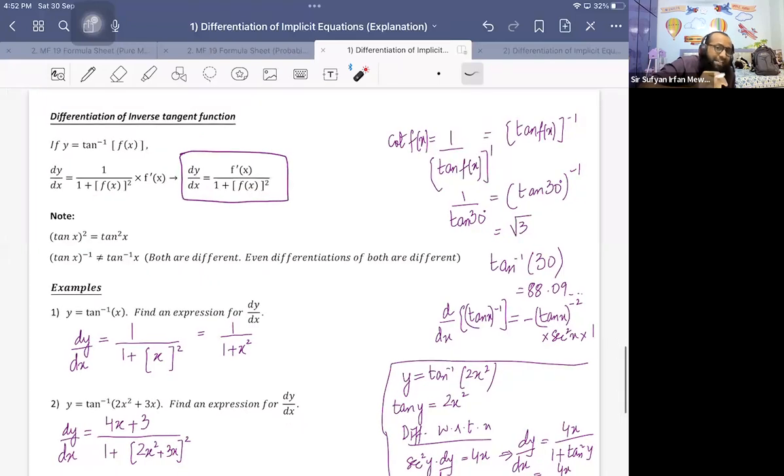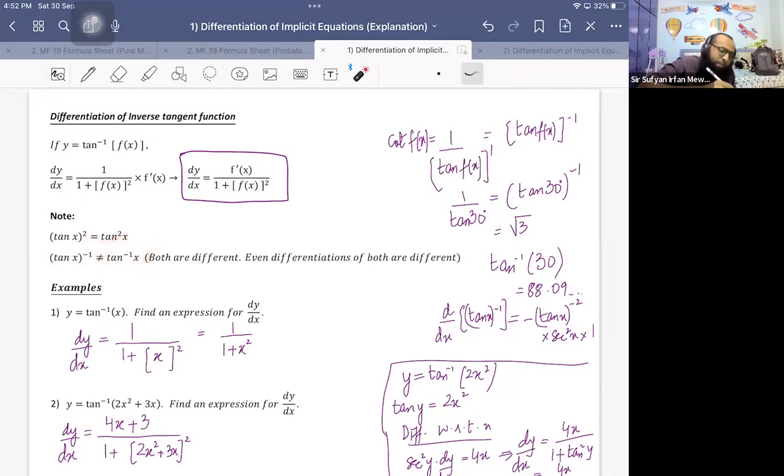Now, one thing that I need to clarify in this note, which is very important. Tan x whole square is tan square x. We all know this, right? If tan x is whole squared, then 2 will come at the top of tan, and we can write it as tan square x. But tan x whole power -1 is not the same as tan inverse x.